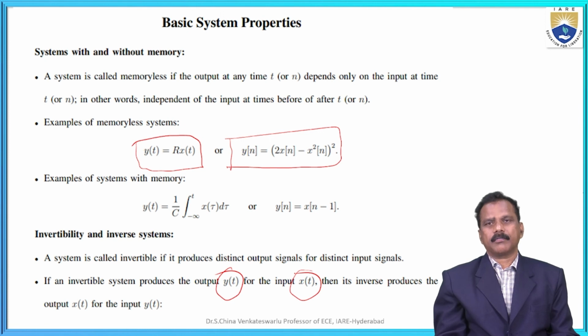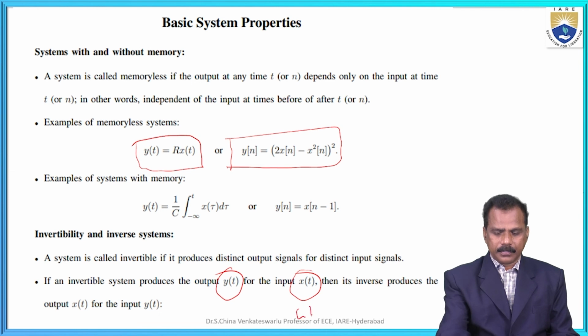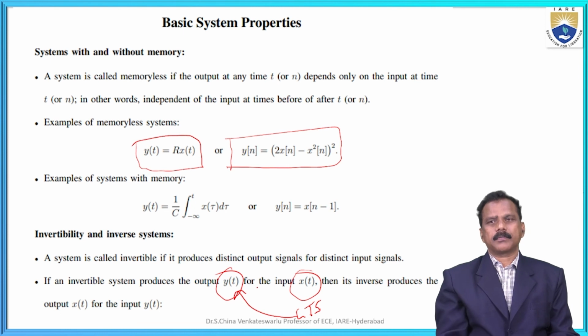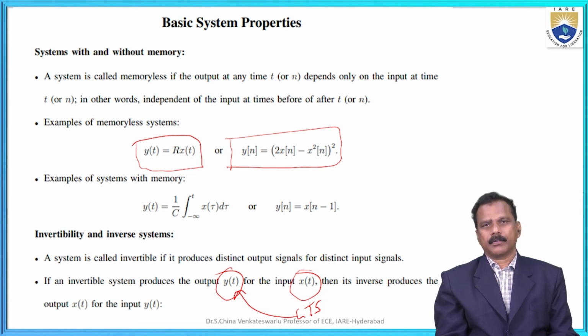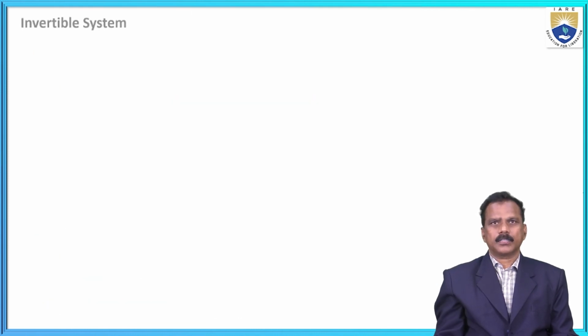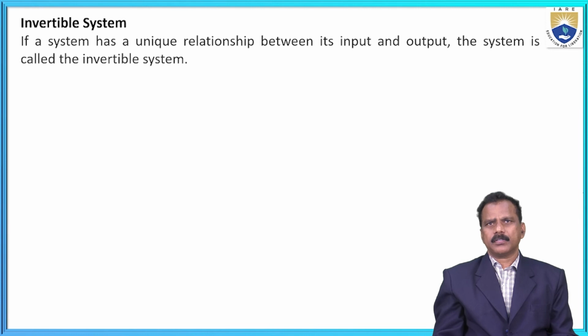Okay, the output is y of t. So for the input being a continuous time signal, the output response is also a continuous time signal. Then its inverse produces the output x of t for the input y of t. So like this, the invertible system. What is an invertible system? If a system has a unique relationship between its input and output, the system is called an invertible system.